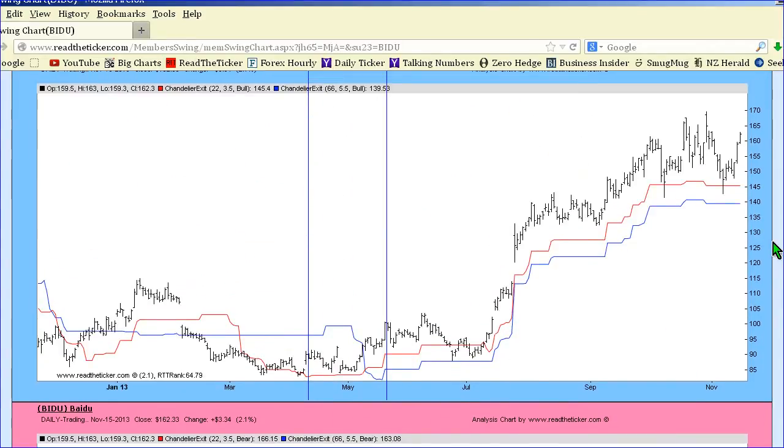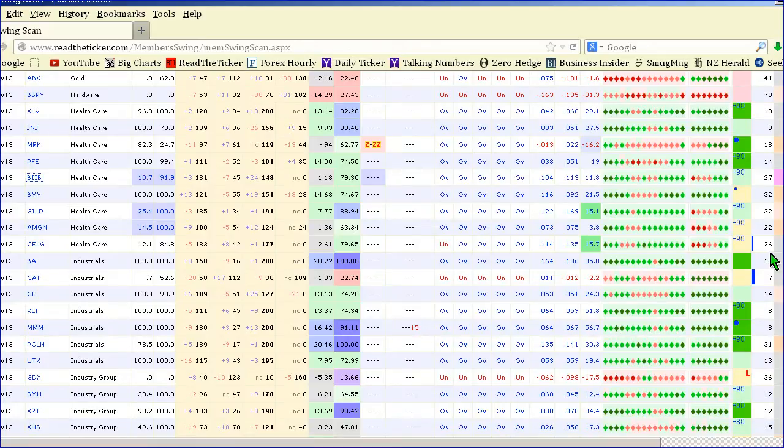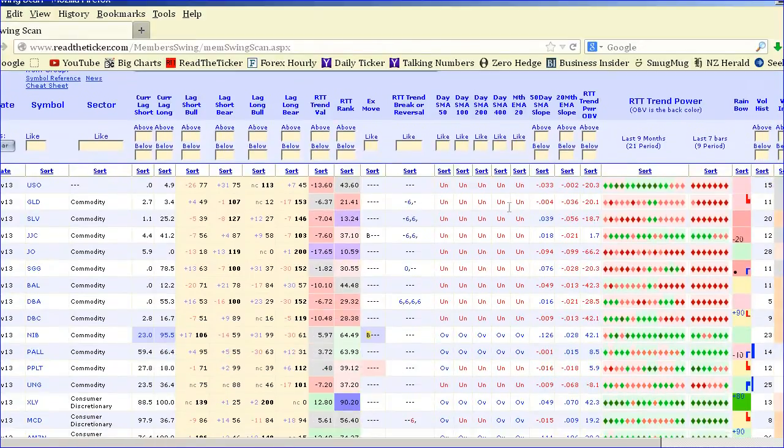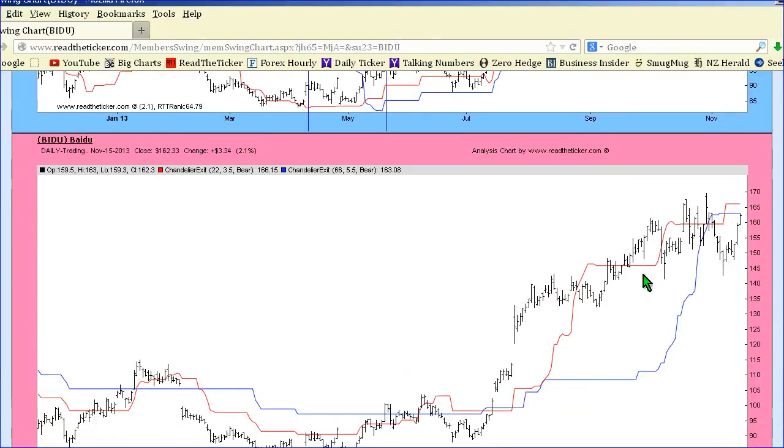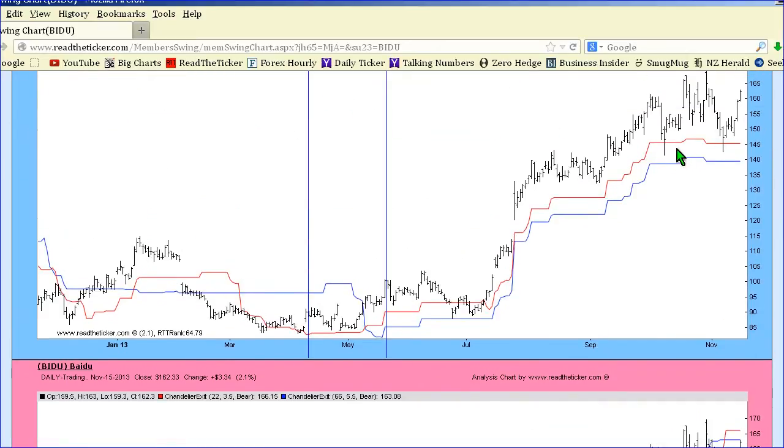Now, for example, the swing scanner, I've added a color pattern onto the field called Extreme Move, and you'll get a blue shade where you get a clear Chandelier exit buy signal, and a red shade for a clear Chandelier exit sell signal. Buy and sell signal basically means it's time to look at the chart to see whether there's a spring or upthrust. As I said before, a clear trade is when there's no conflict between a bull and bear Chandelier.